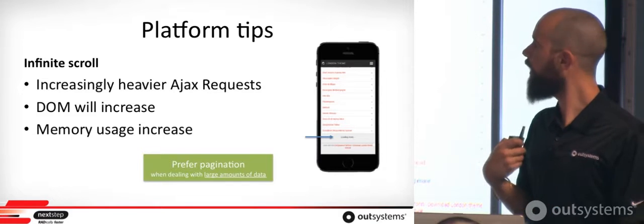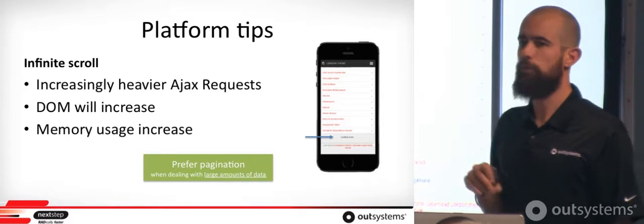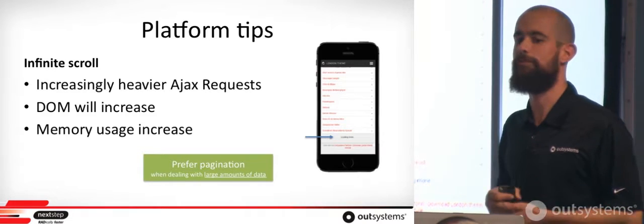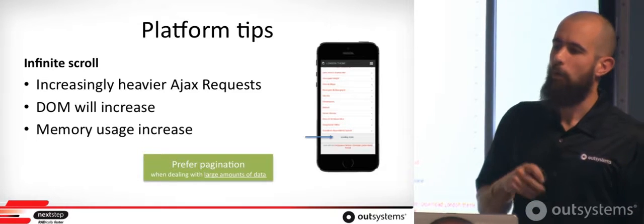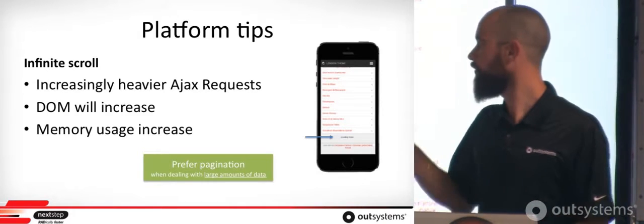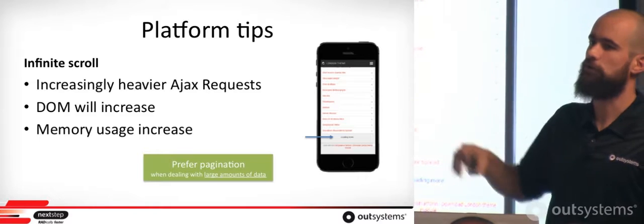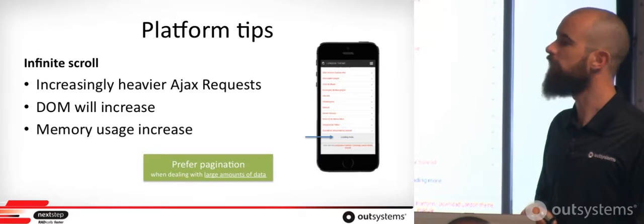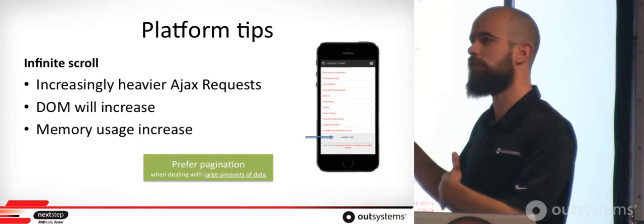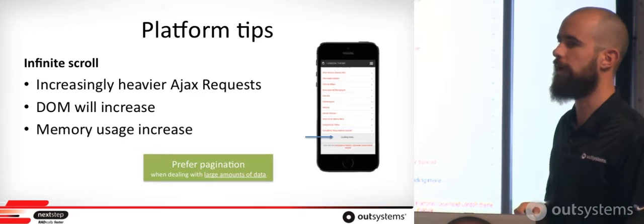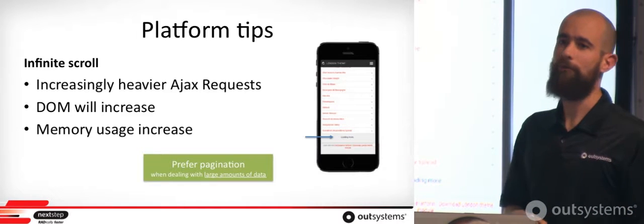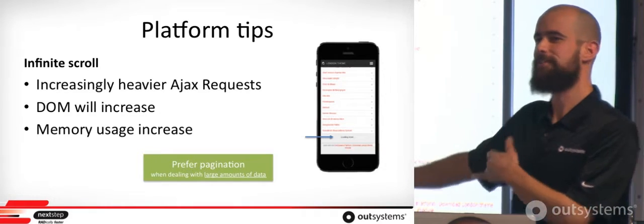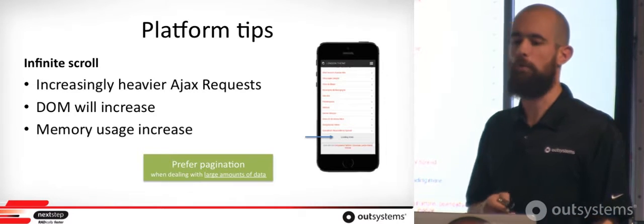What happens in our case is that each time we do this, our Ajax request is going to be heavier and heavier due to the view state, as you all know. What happens also, in web and also in native, although in native it's not a DOM, is that the DOM will start to increase, and the memory usage because of that will increase a lot. So this is actually even a performance bottleneck in native applications. So whenever you have to deal with a lot of information, I know it's not pretty, but prefer pagination because it will be much more performant.